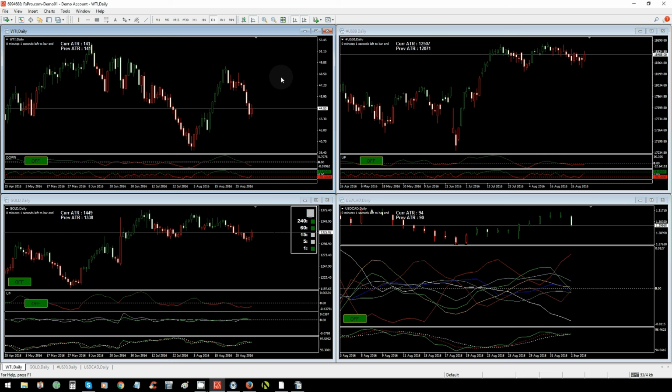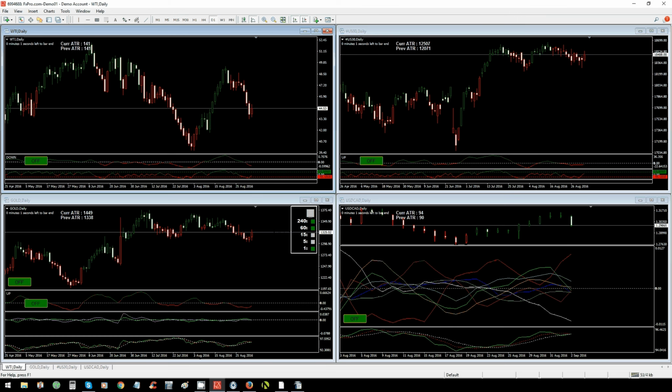I have read a few books on correlations and correlation coefficients, and I just wanted to put a few ideas forward and talk about it. If anyone can add to what I'm trying to talk about then great, and if it helps somebody else out, great as well. So on the chart at the moment I've got oil, gold, the dollar, and also the Dow, which is the US 30.